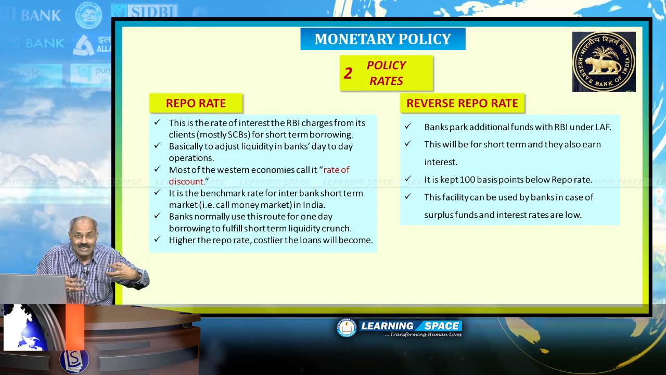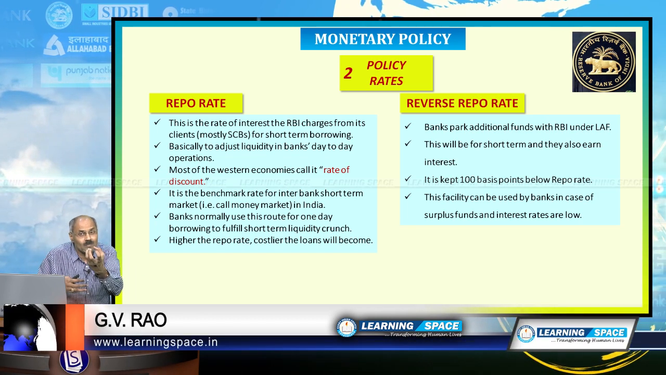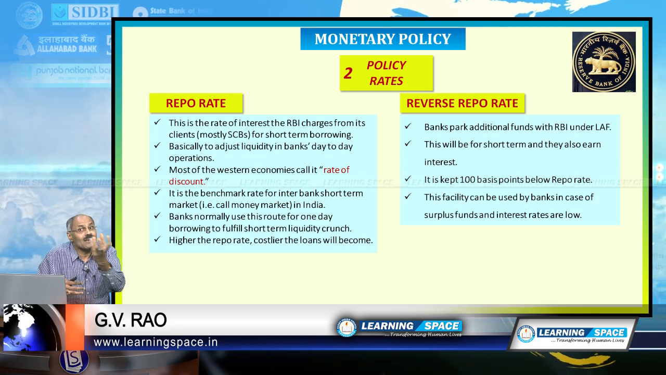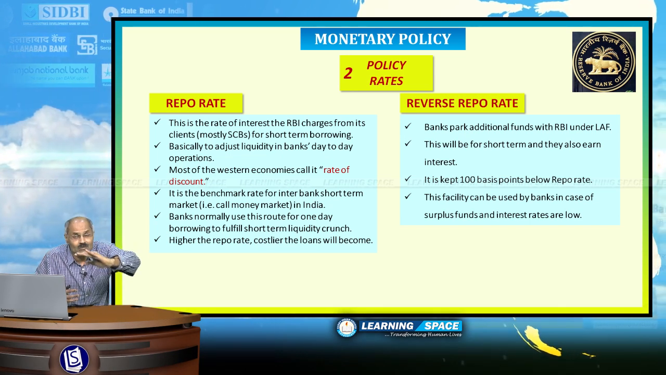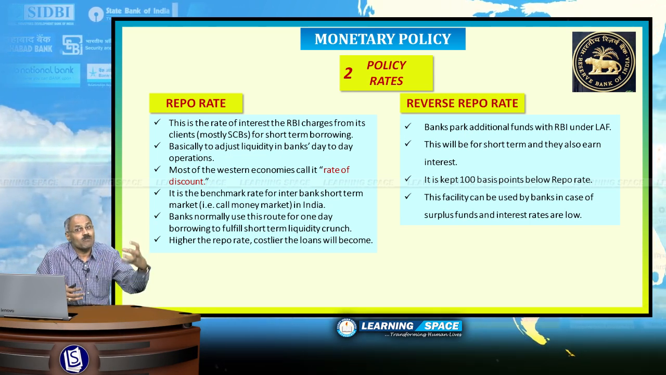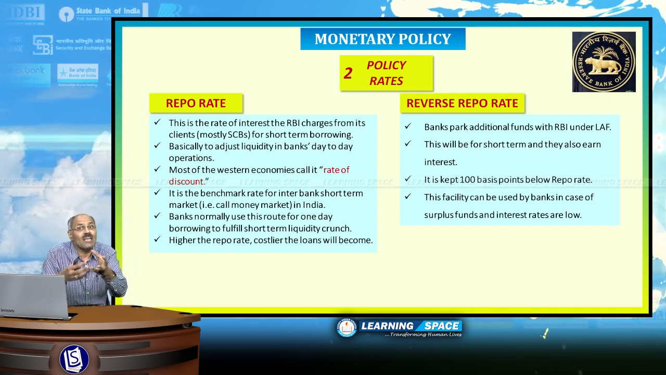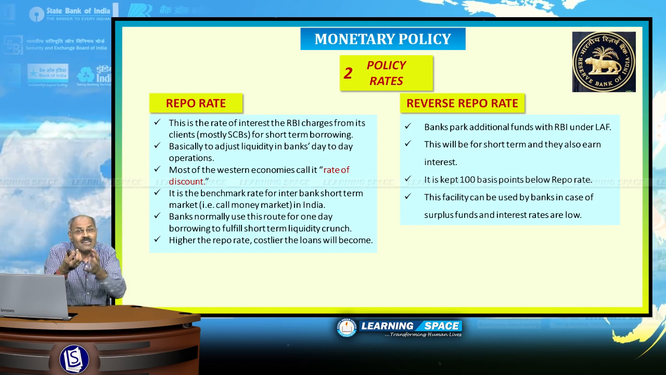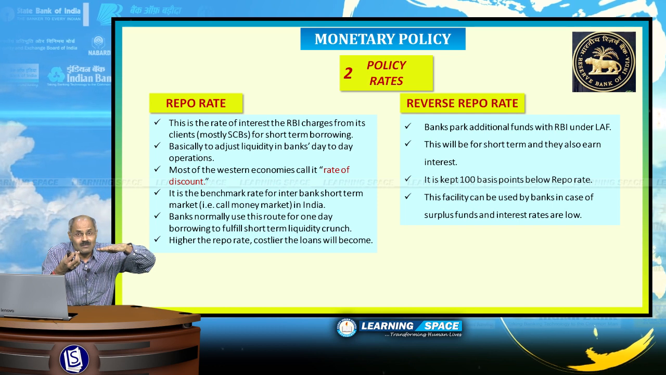So as to facilitate borrowing of money for short term, this repo rate is devised. Repo rate and reverse repo rate are part of liquidity adjustment facility. That means if banks are in need of money for short term, then they will borrow from Reserve Bank of India at the interest rate as decided by the Reserve Bank of India.